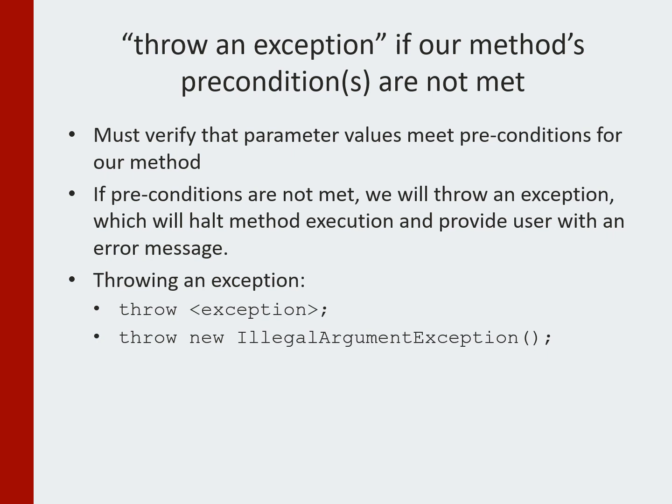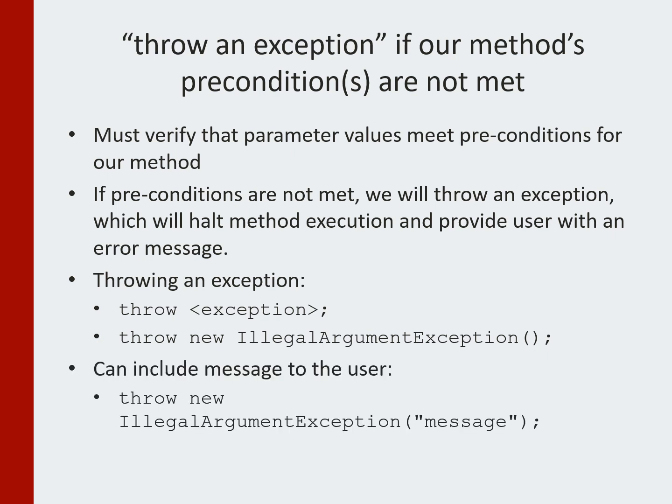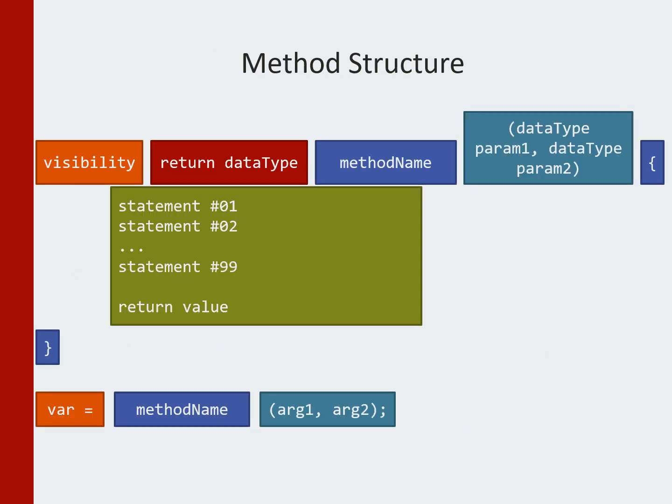The syntax for throwing an exception in Java will look like throw and then the description of the exception. For us, that's going to be throw new IllegalArgumentException. And an IllegalArgumentException can also include a message.